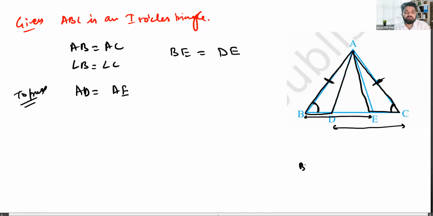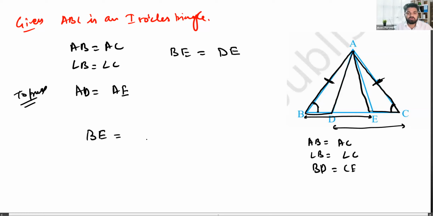But you need to prove BD. If you prove BD is equal to CE, then the third side will be there. Angle B is equal to angle C. AB is equal to AC. It is given. If you prove BD is equal to CE, then by side angle side, the triangles will be congruent. But BD equal to CE is not given to us. It is being given that BE is equal to CD. And if we subtract DE from both sides, then what would happen?